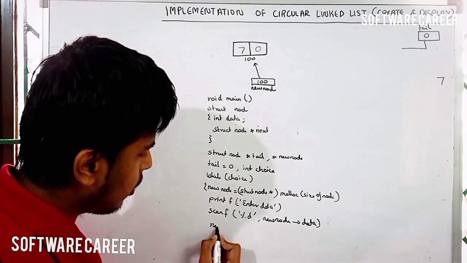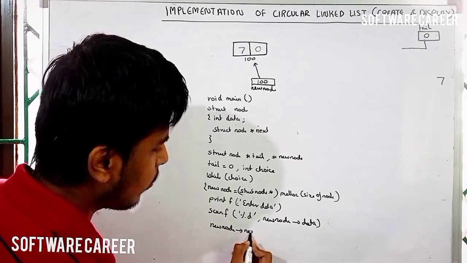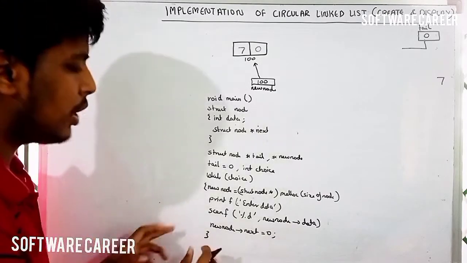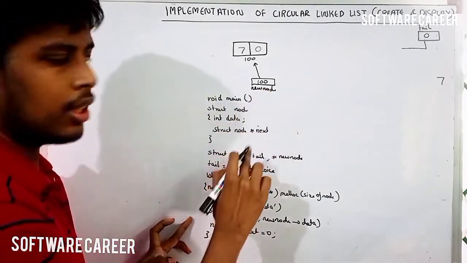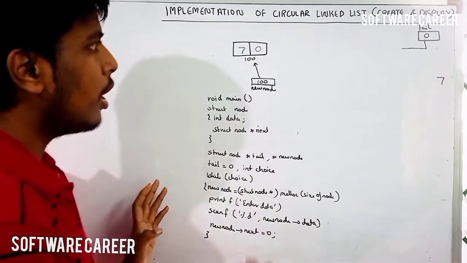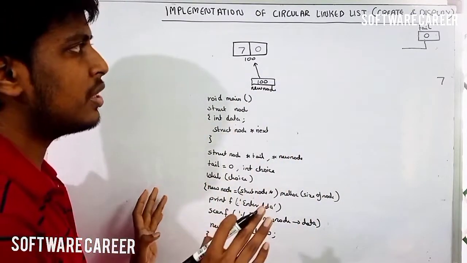See, new node next equals to 0. Now see, new node is 100. 100 next is this pointer part. This will be 0. Now see, the linked list is empty. There is no node present in the linked list.